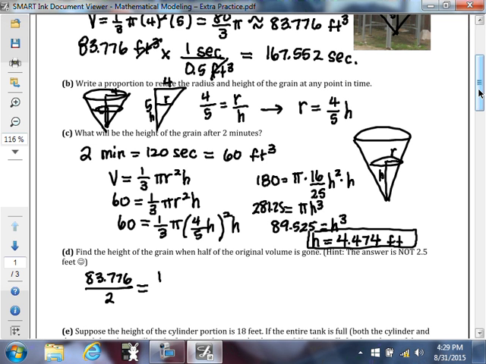And I want that to equal 1/3 pi r squared h. So again, for r, I'm going to plug in 4/5 h squared times h. And I'm going to solve. So I'm going to multiply by 3, divide by pi, multiply by 25 over 16, and then take the cube root. So just like we did on the last example, we get h is equal to 3.969.